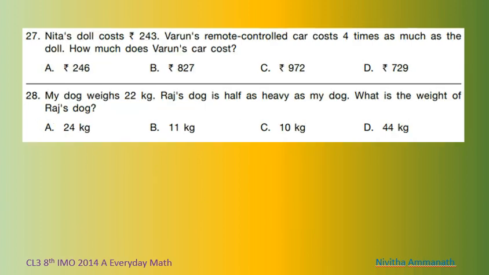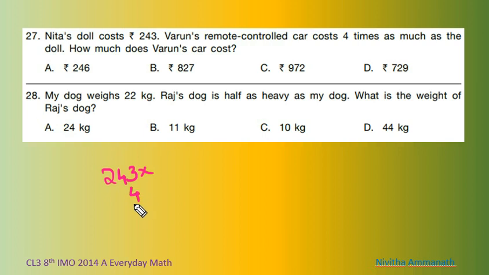Next question. 27th question. Nita's doll costs rupees 243. Varun's remote controlled car costs 4 times as much as the doll. How much does Varun's car cost? Doll costs 243. Then 4 times.